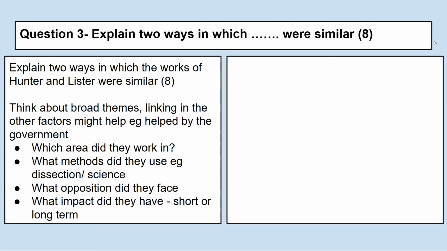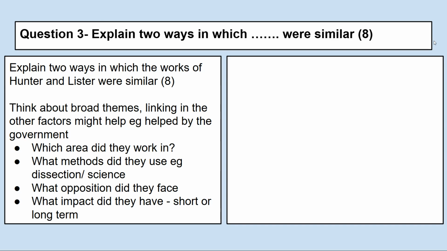So let's pick a question. Let's do individuals. Explain 2 ways in which the works of Hunter and Lister were similar. Now, you're looking for 2 ideas here, and I'd think about broad themes. And linking in the other factors might help. Things like, were they helped by the government? Did they have any impact on the world of communication with books written and who read them and so on? Was their work impacted by war?